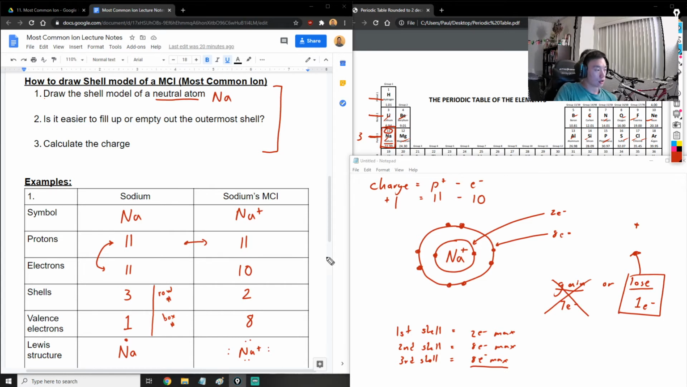All right, and there you go. That's how you figure out the MCI. So sodium's MCI, the ion that sodium wants to become, is Na+. Na wants to become Na+ because it wants to lose 1 electron. It wants to get rid of the electron so the outside shell can be completely stable.